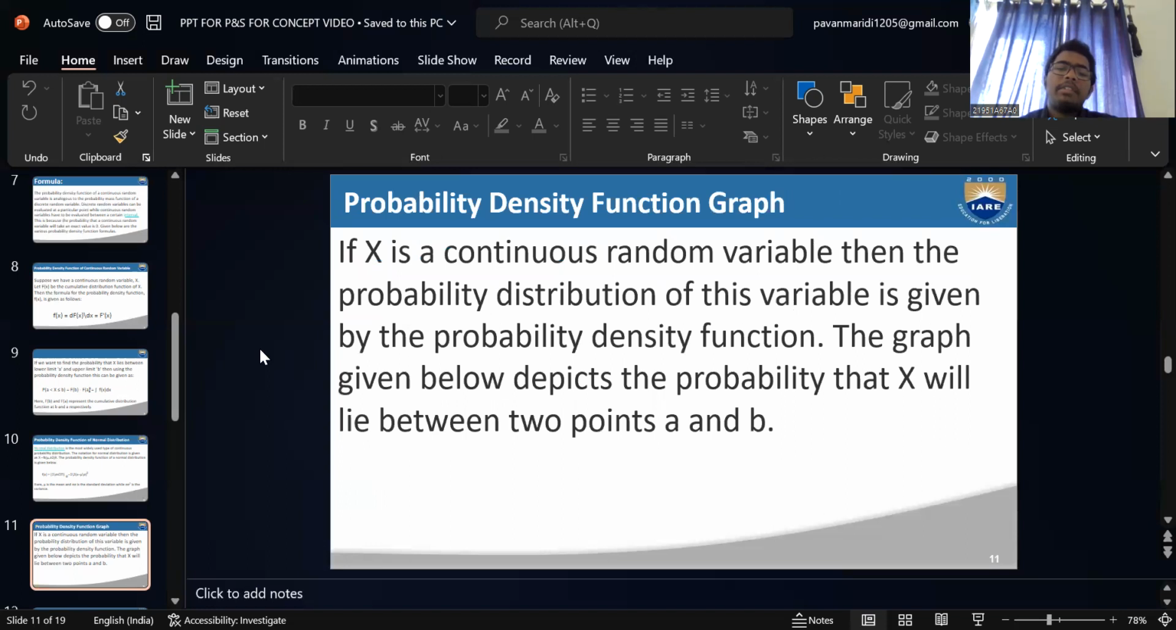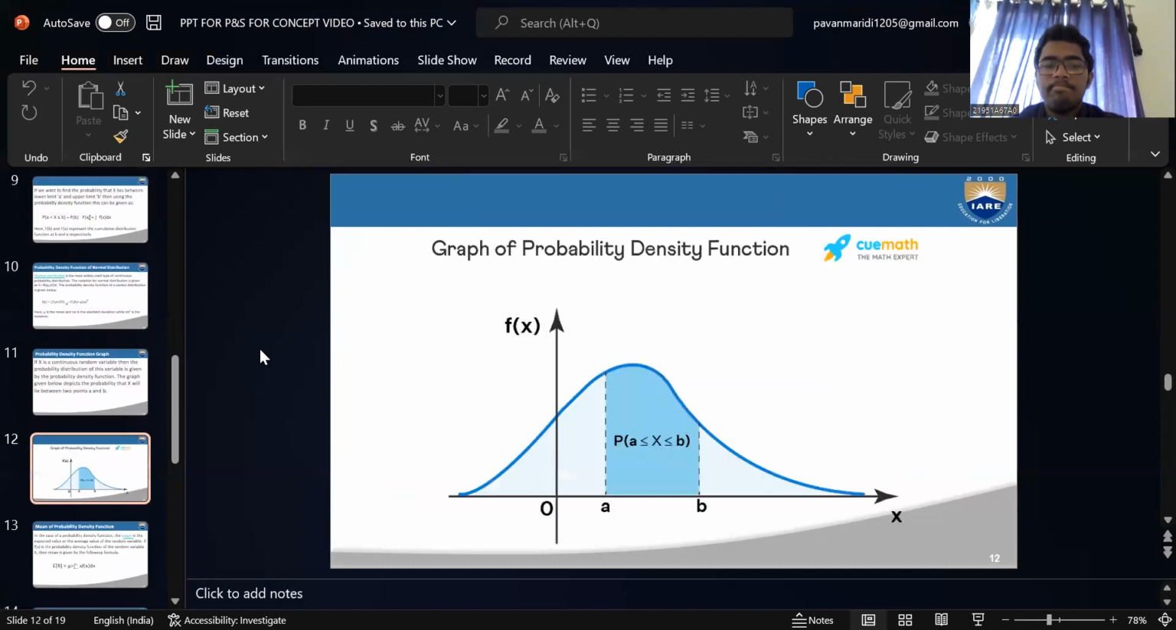Probability density function graph. If x is a continuous random variable, then the probability distribution of this variable is given by the probability density function. The graph given below depicts the probability that x will lie between two points A and B. Graph of probability density function.